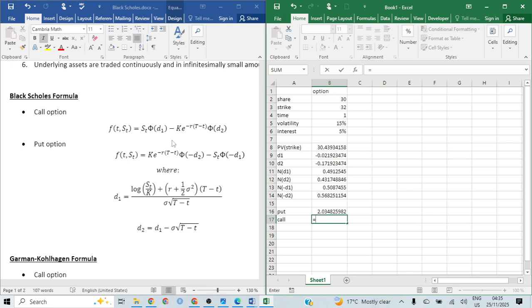So for the call option, it is a share. We're using this formula here. So it's the share price multiplied by N of d1. And you see, this is the advantage of calculating both N of d1 and N of minus d1, less present value of the strike price multiplied by N of d2. And with that, we have the value of the call option.